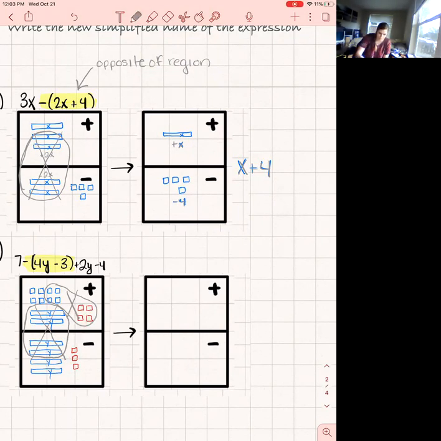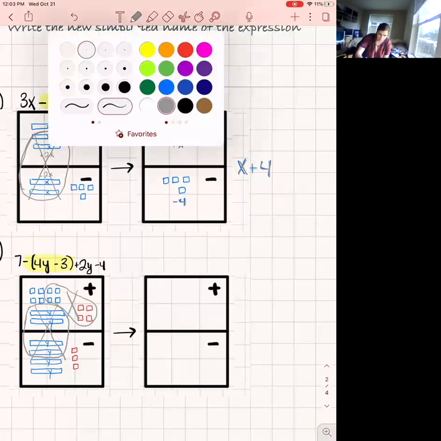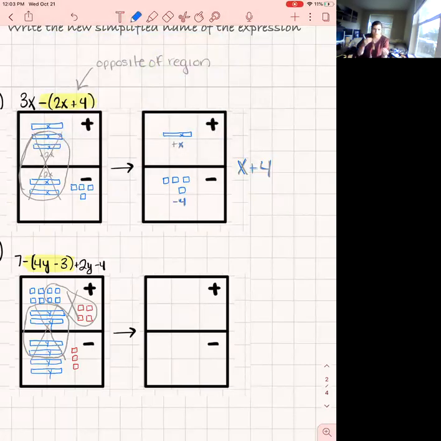Now we need to write what we have left. So if you haven't done that or you need to fix it, fix it. Up top, I was just left with 4 unit tiles. Down below, I still have 2 Y tiles and 3 red unit tiles. So that's what I'm left with after we get rid of our zeros.